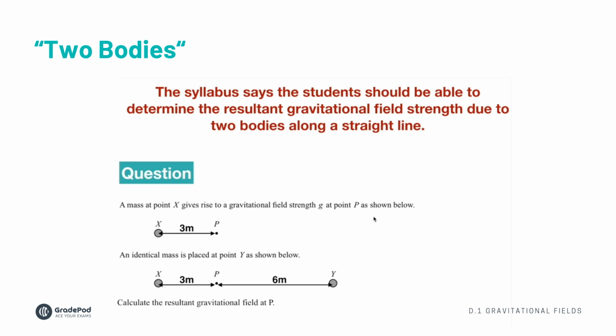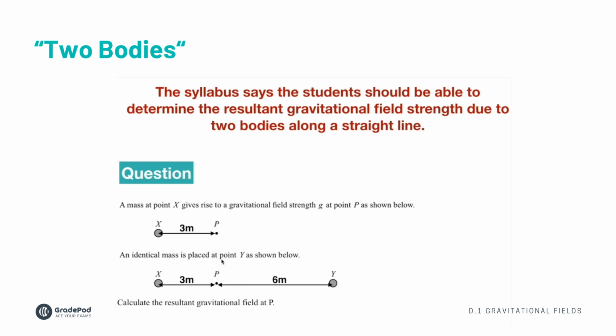But what we do need to understand is that gravitational field strength is a vector, and we have to take into account the gravitational field strengths from one body and the other body, and the fact that they're acting in different directions. So let's look at this question. A mass at point X gives rise to a gravitational field strength G at point P as shown. So the gravitational field strength felt by the test mass P at this point here from X is G.